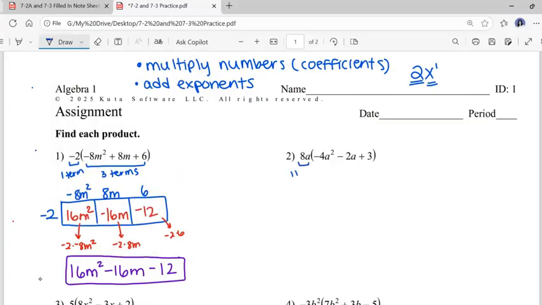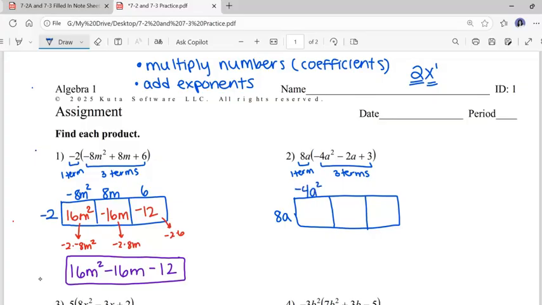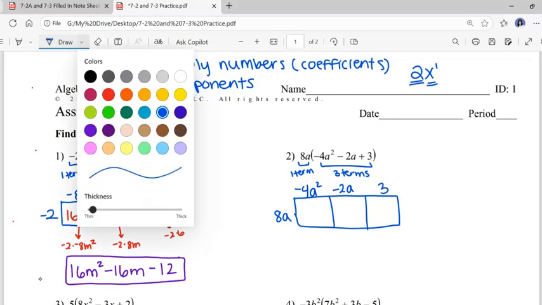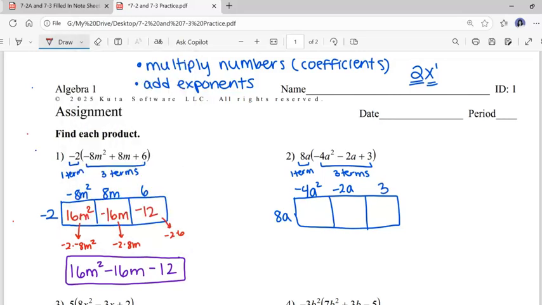We still have one term multiplying with 3 terms. So I'm going to make a 1 by 3 box. I'll stick the 8a on the side, and then the -4a squared, -2a, and the 3 across the top. Now I'm going to keep showing my little baby steps here with my mini problems. You don't have to do this every time though.